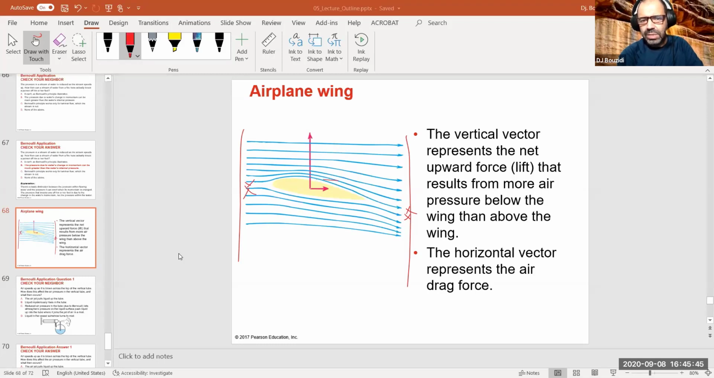That means the velocity in here is higher than the velocity of the air below. Since the velocity is lower below, this pressure will be higher than this pressure. And the net effect in this case is the wing lifts up, because there is higher pressure from below, where the air is moving slower, than the pressure on the top, where the air is moving faster. So the wing will lift up and carry with it the entire plane. And that's how liftoff actually takes place.